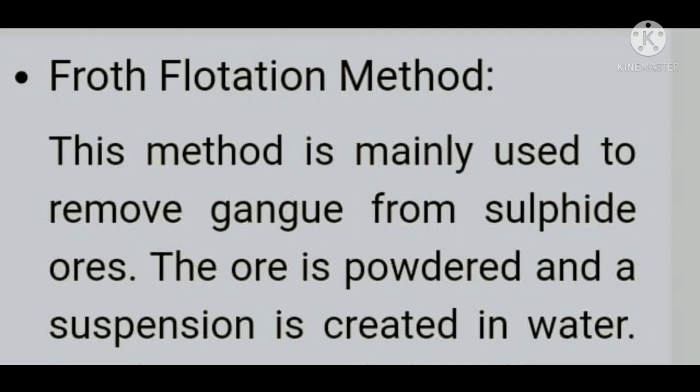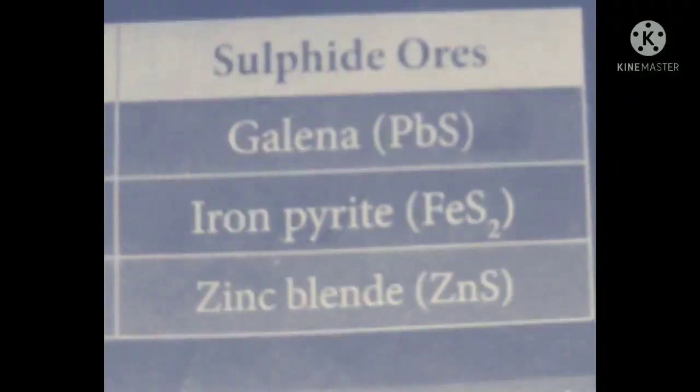Can you say some examples of sulfide ores? Yes, galena, the ore of lead; iron pyrite, the ore of iron; zinc blende, the ore of zinc. Among these, only the lighter ores are used, so lighter ores means zinc blende and galena. We mainly apply the froth flotation technique because the ores are lighter. When compared to iron pyrite, galena and zinc blende are lighter ores, and these two can be separated by froth flotation.